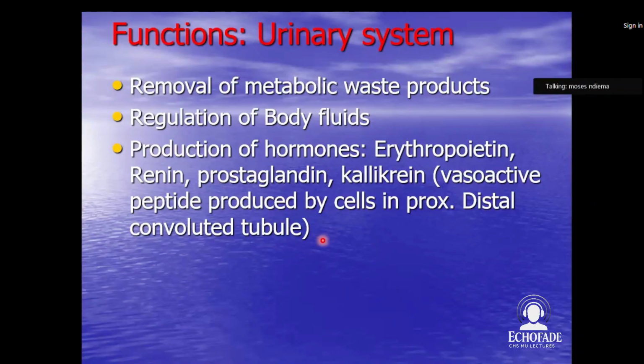So that is very important in terms of conservation of water, increase in body fluid, regulation of body fluid, and also regulation of blood pressure. So we need to be cognizant of that. We have others like kallikrein, which is a vasoactive agent, usually peptides produced by the cells in the proximal convoluted tubules, also in the distal convoluted tubule.